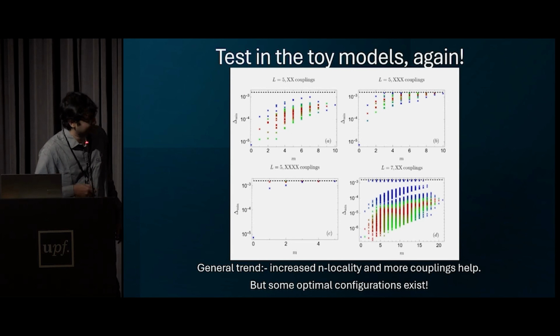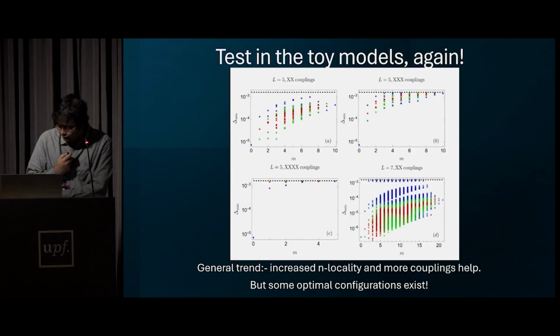So the general trend is that clearly increased n-locality and more couplings help. More couplings help until you reach a saturation, and we can explain that. I'm not going to go into that much detail. You can explain why it only helps up to a certain point. But there's something very interesting. There are some optimal configurations which do exist, even for low n-locality, and there are a lot of them for L equal to 7.